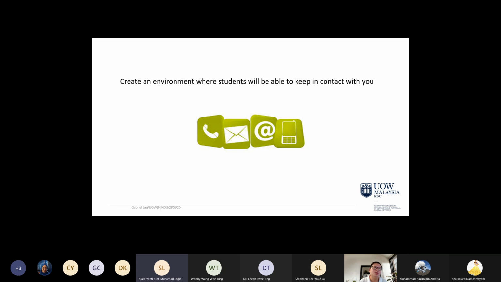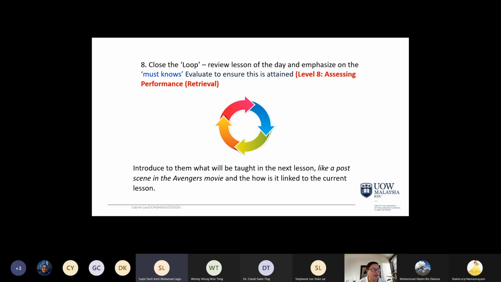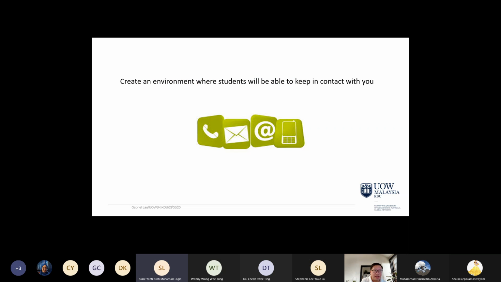So create an environment where students will be able to. Those are the key. Okay, number 8 there already. You want to create an environment where students will be able to keep in contact with you. An environment that at the end of the day, if students have any questions, they know that you are there. They know that you are there. So it is important for us, not saying that you give them your personal number.